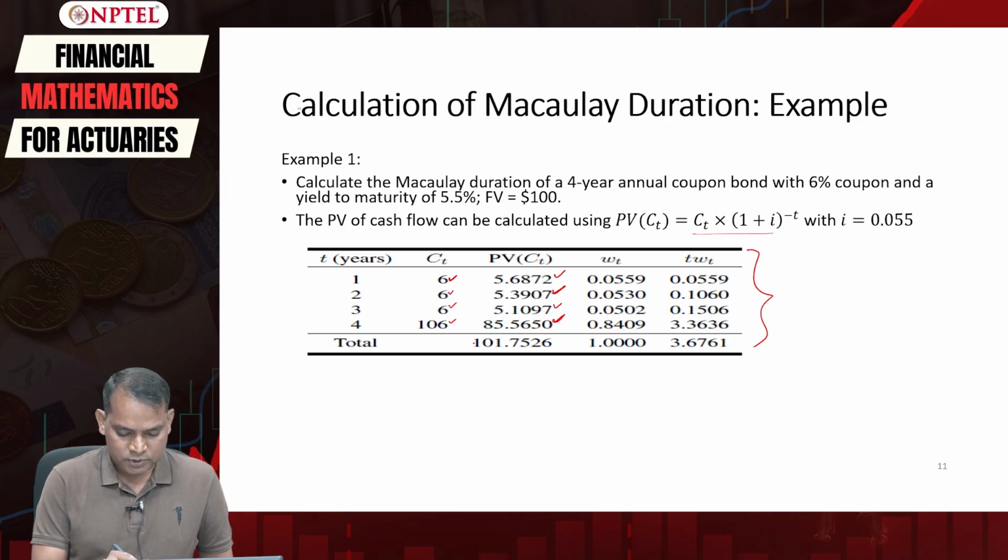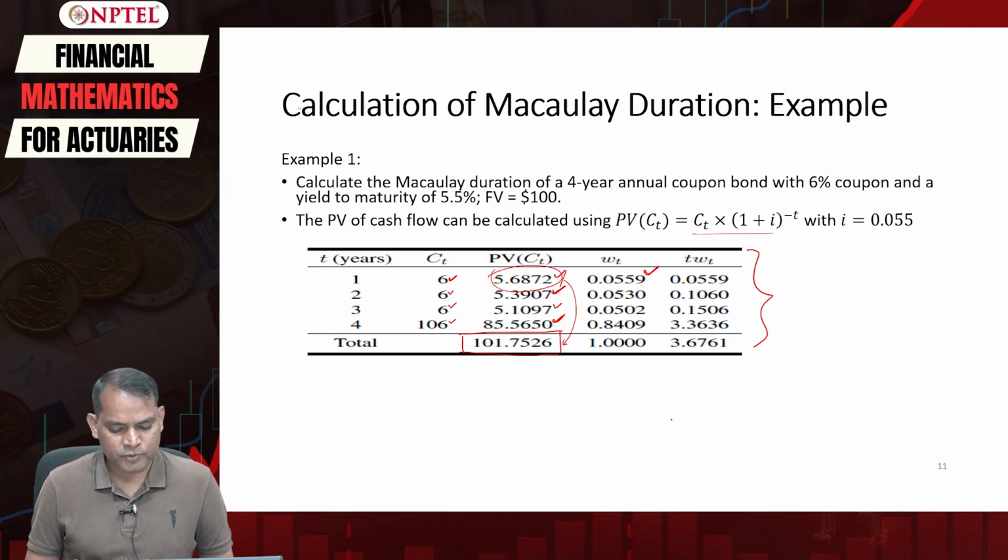Therefore the total here is the price of the bond, which is the denominator in our formula. Therefore the weight should be this value divided by this value, which will give you this one. So 5.6872 divided by 101.7526 will be 0.0559.